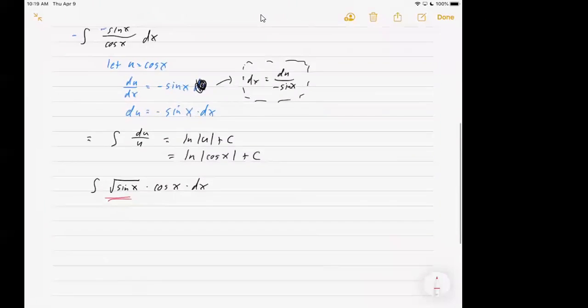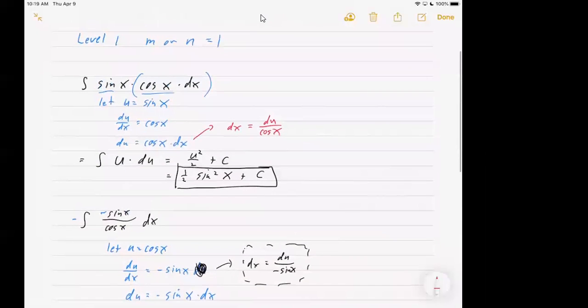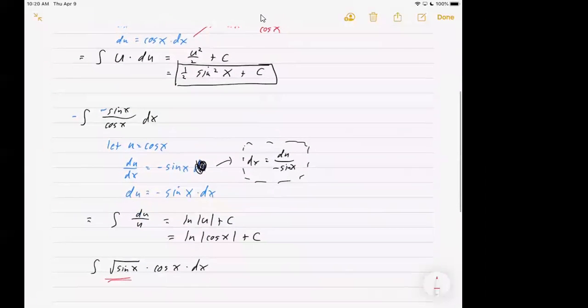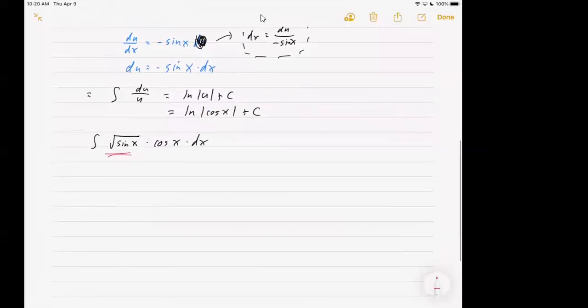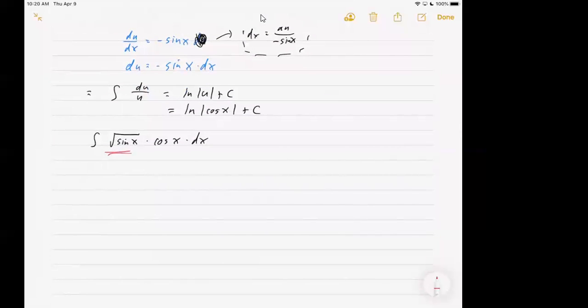So let's look back at our first 3 examples. In example 1, there's complete symmetry. Both things are to the first power. So subbing for either sine or cosine works. In the second one, the sine of x is to the first power, so we substitute for the cosine of x. In the one I'm about to do, cosine of x is to the first power, so I better substitute for the sine of x.